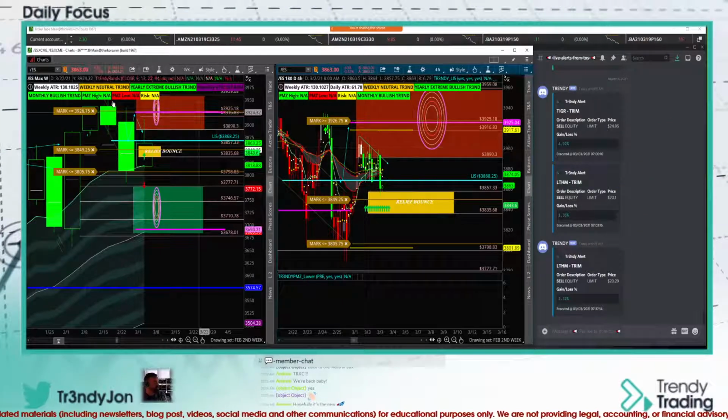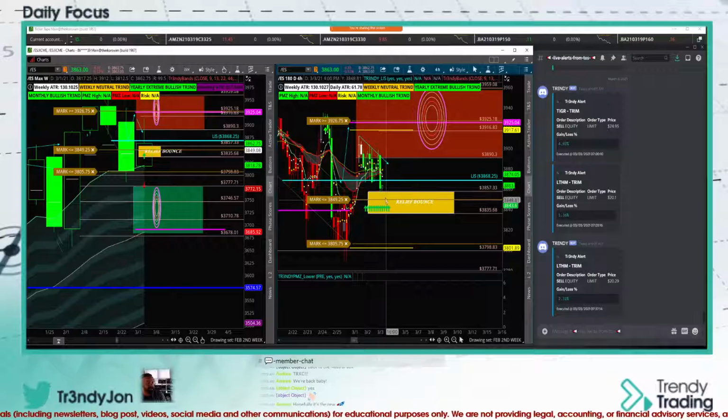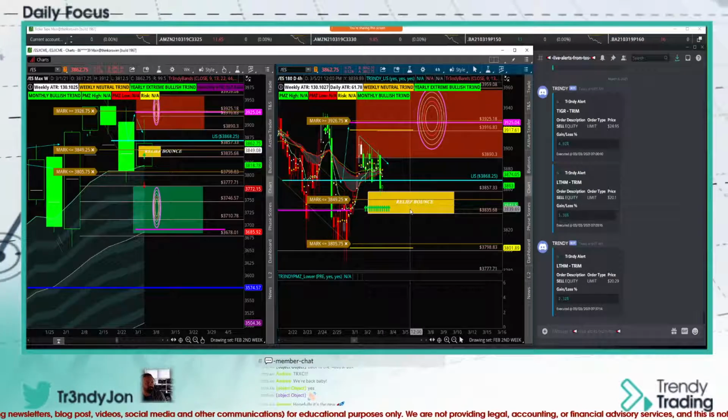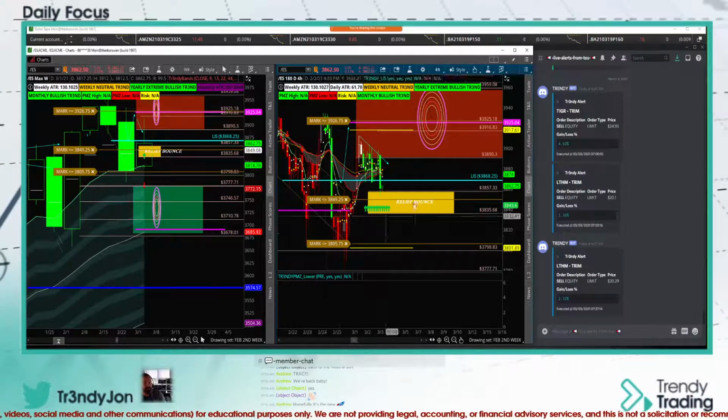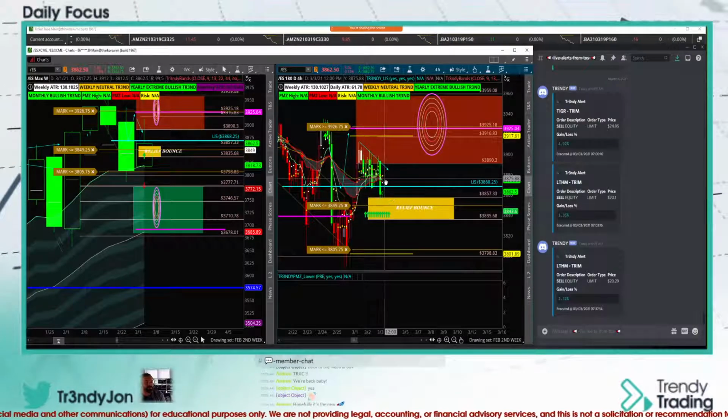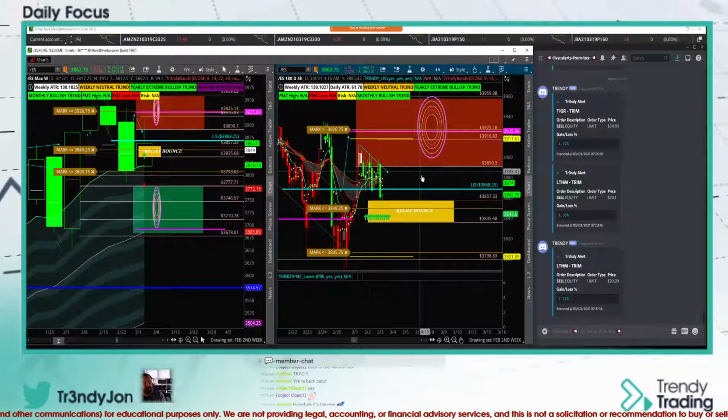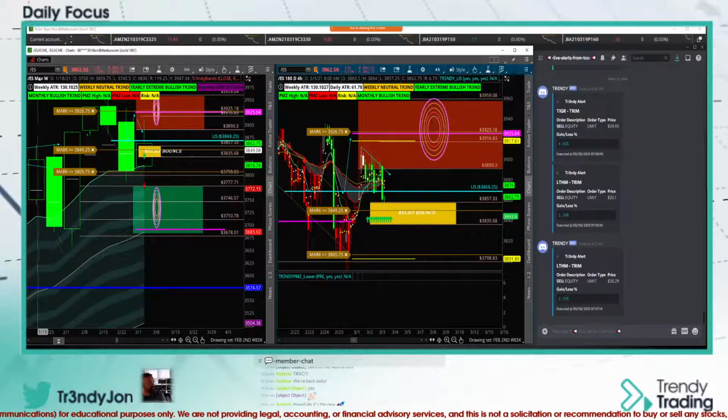Okay. All right, so resistance and support. Again, we're in that relief bounce support. If we were to pull back into this green box, this would be my target at 3777. If we continue up and we get over the cloud, then we're looking for that 3890. Let's go ahead and move on.